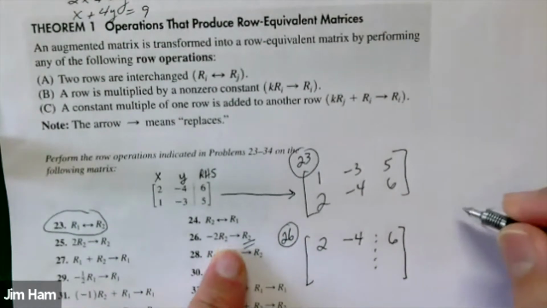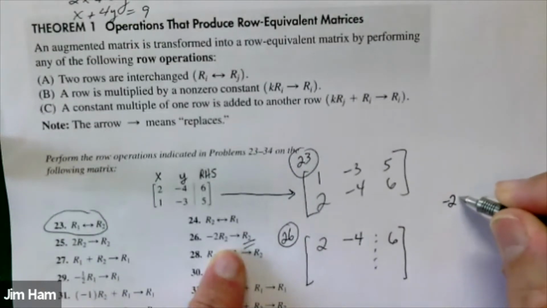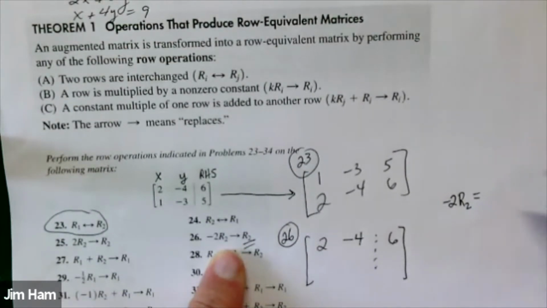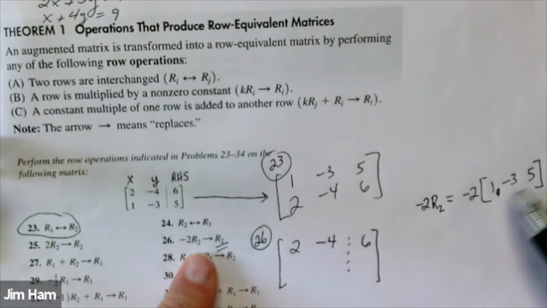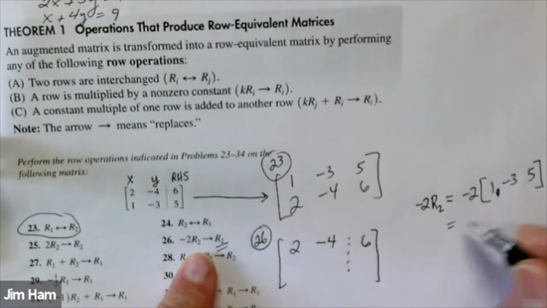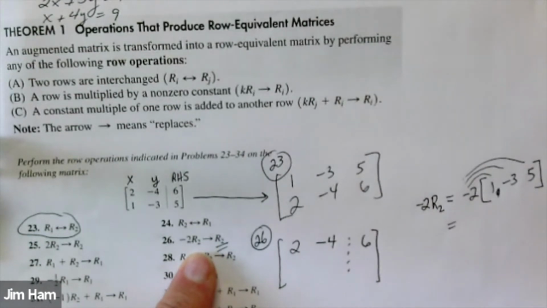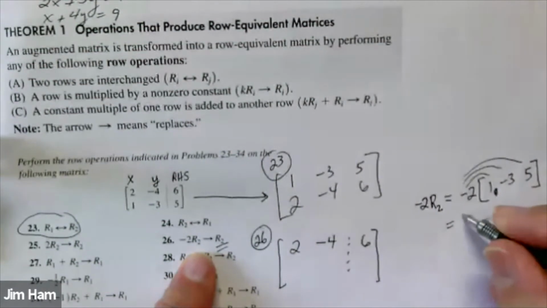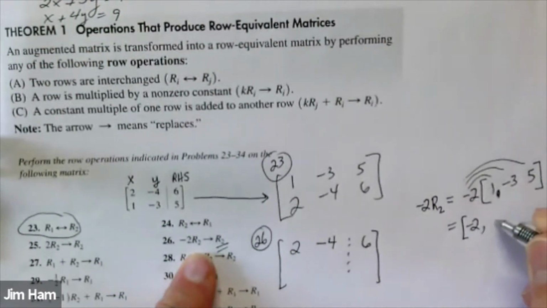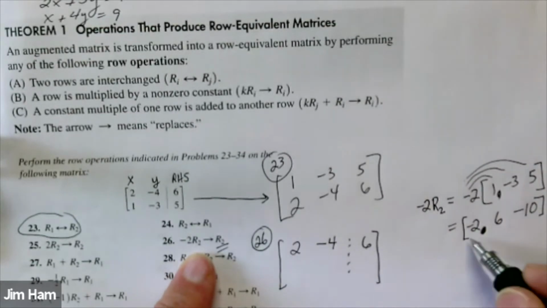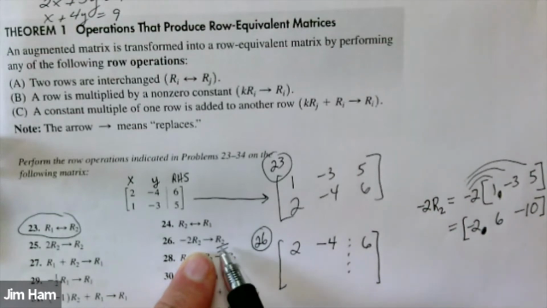All right, so -2 times row 2 is equal to -2 times 1, -3, and 5. So here is row 2. We're going to multiply it by -2. Well, the way that we do this is we're just going to distribute that -2 throughout the entire matrix. So the new matrix becomes -2, 6, and -10. So we're going to take all of this, and this becomes the new row 2.